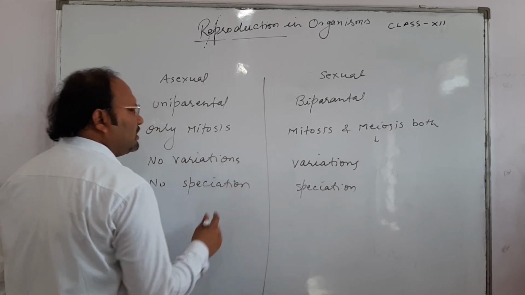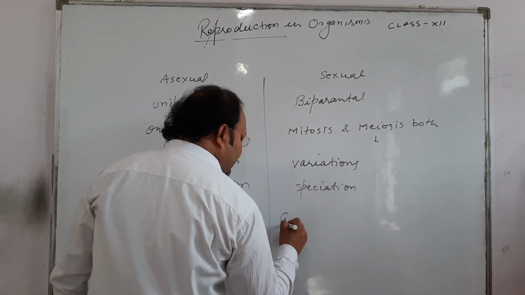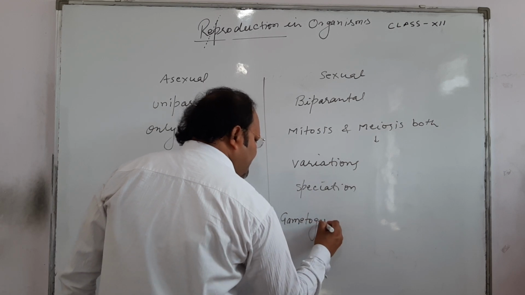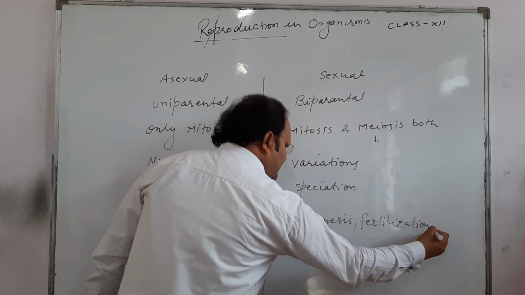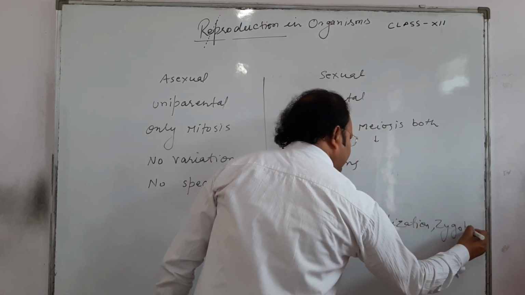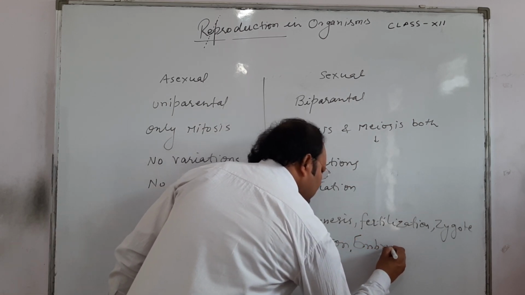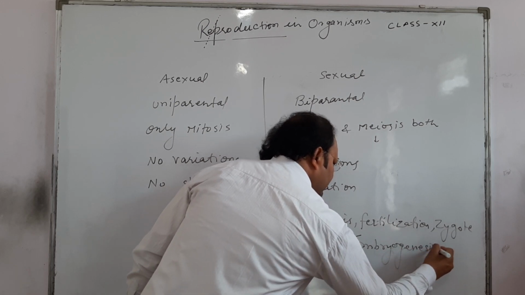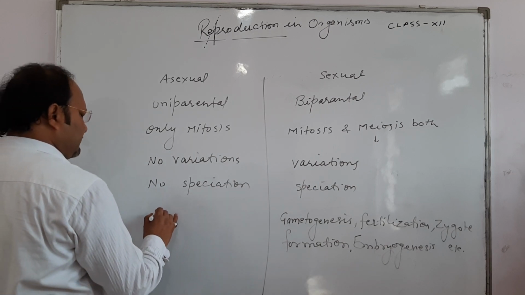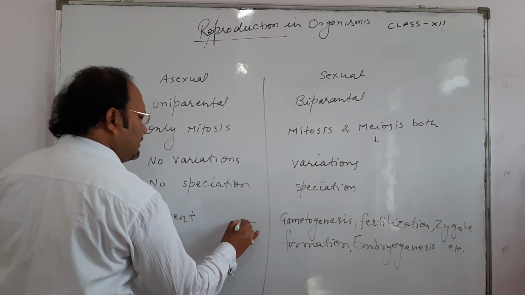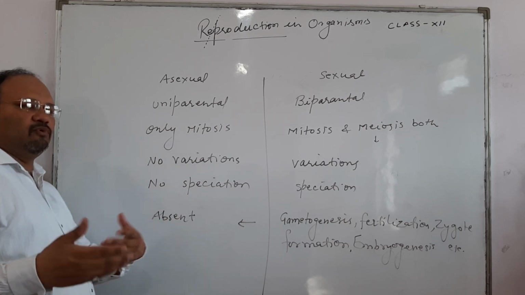Also, if there is sexual reproduction, definitely there will be a number of events occurring like gametogenesis, fertilization, zygote formation, embryogenesis, etc. They will be there. Of course, they are absent in asexual reproduction. So, briefly, again, you will get more in your notes.